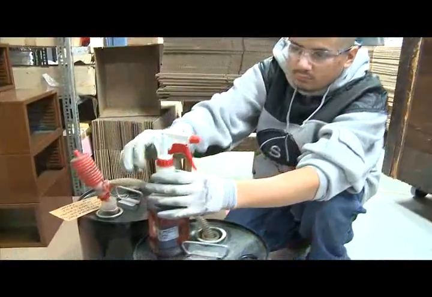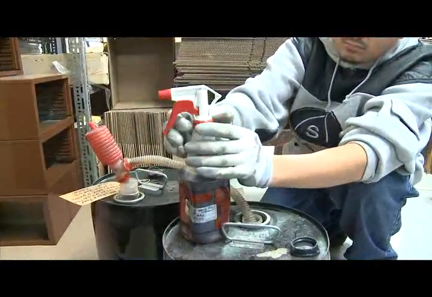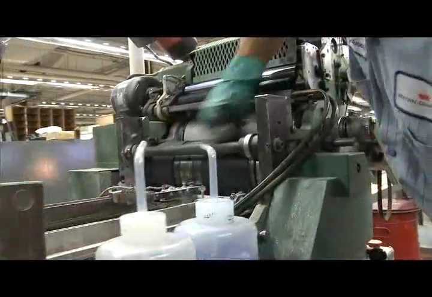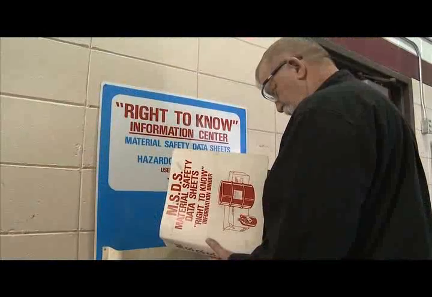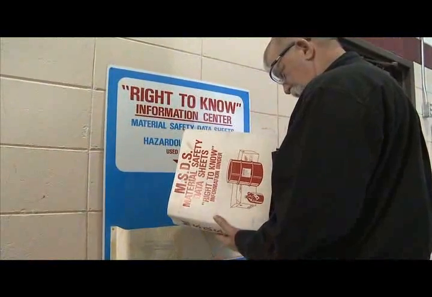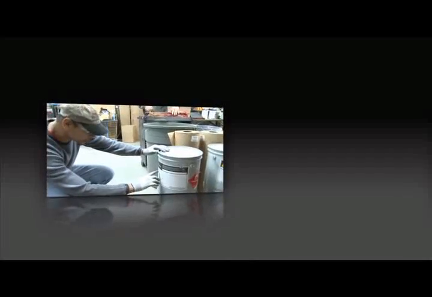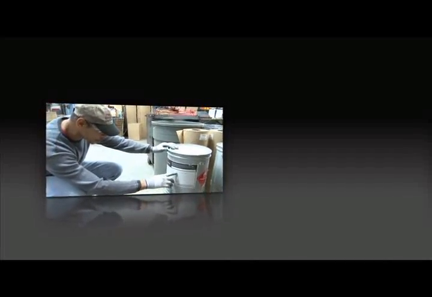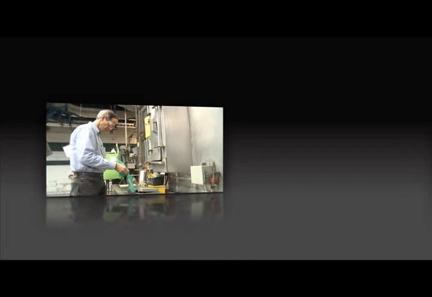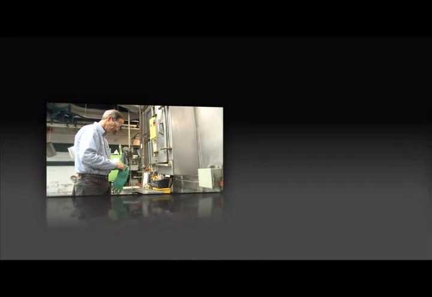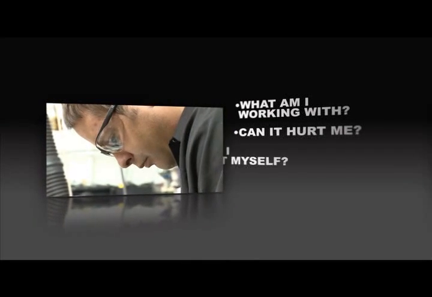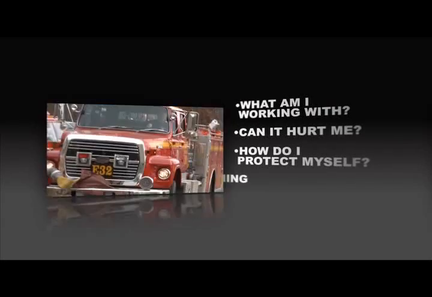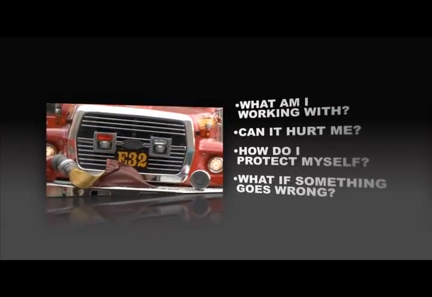That's about it. If you work with chemicals, don't get lazy and put yourself at risk. Remember to read product labels and be sure you understand the hazards and precautions listed on the safety data sheet. Follow the rules for safe handling and always protect yourself. Above all, ask the 4 questions. What am I working with? Can it hurt me? How do I protect myself? What do I do if something goes wrong?